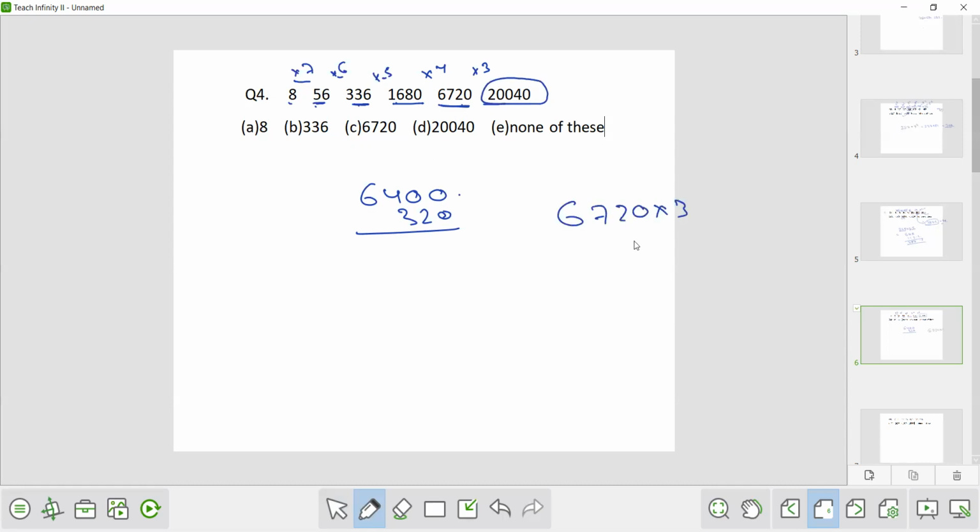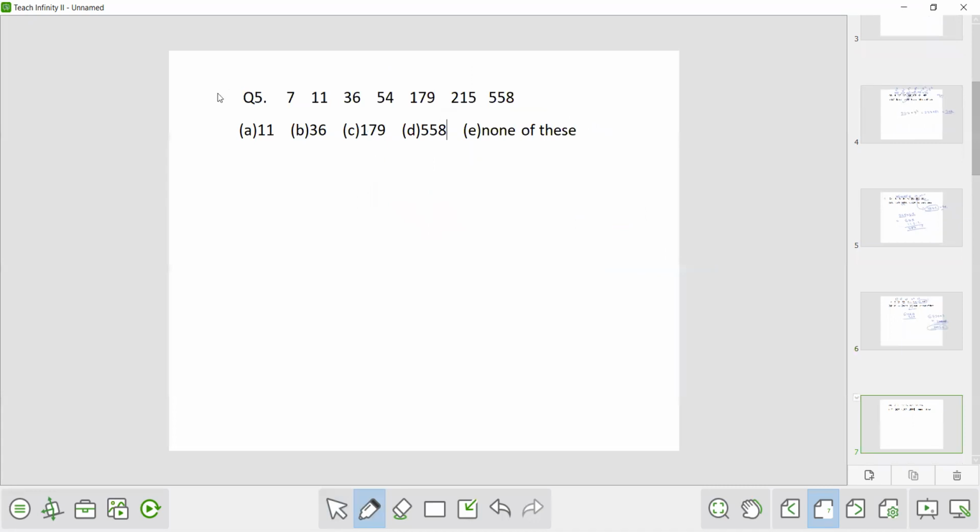6720 into 3 is not 20,040, rather it is 20,160. So your wrong number is 20,040. So D is your wrong. So D is your answer. Now we will proceed ahead to our next question.